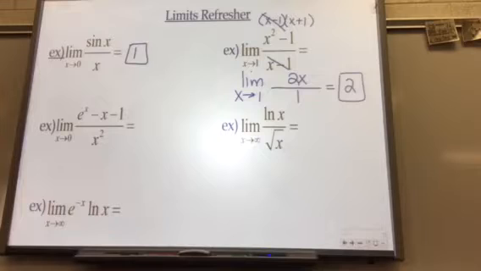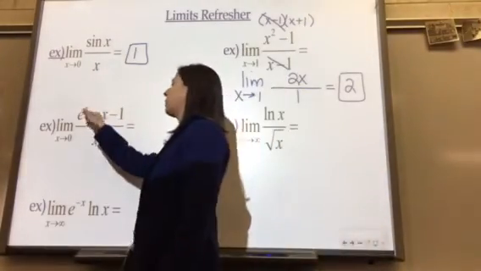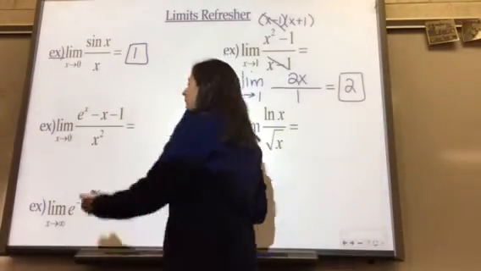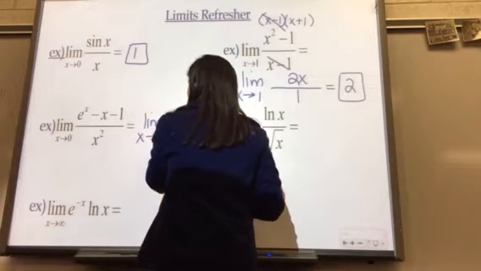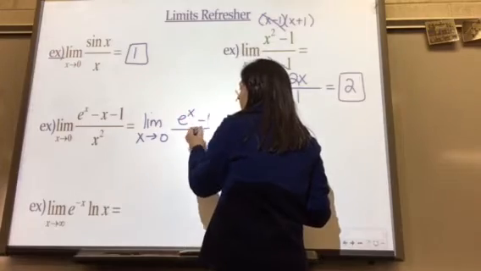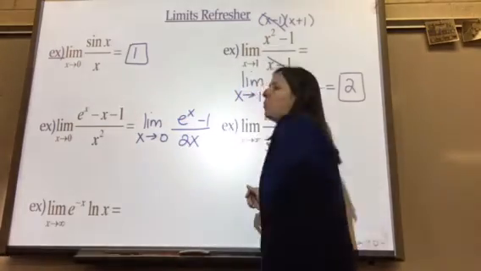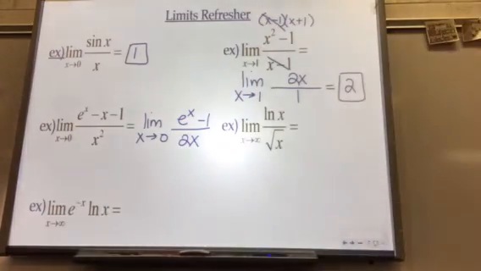All right, let's look at the third one. I have e to the x minus 1 over x squared. Well, if I plug and chug, do we agree I get 0 over 0? Yes. If I take the derivative, it's going to be the limit as x approaches 0 of e to the x minus 1 over 2x. Well, we've got problems. Because if I plug in 0, I still get 0 over 0.